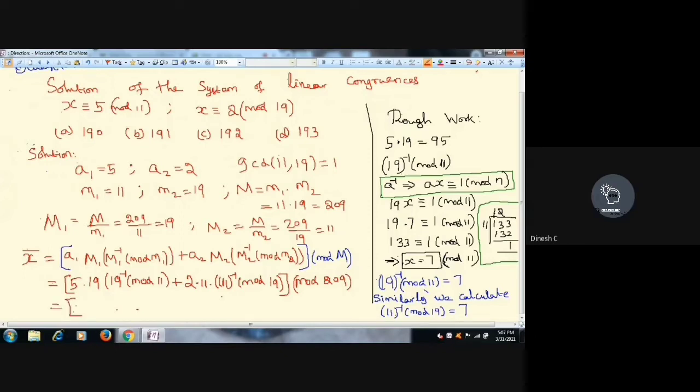So just applying the values: 5 into 19 into 7 plus 2 into 11 into 7. Overall, we have to take the value mod 209. We get 819 mod 209. So the final answer is 192. So the choice is C.